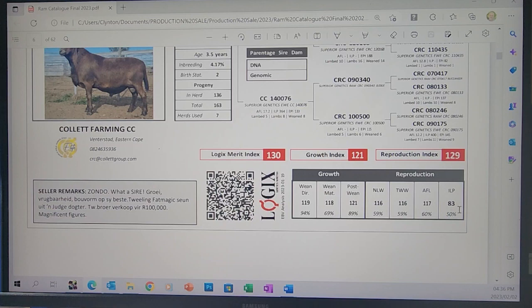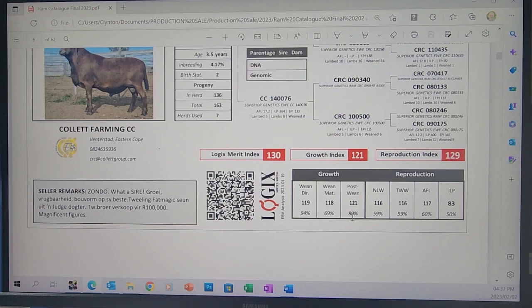Then you have a look and you see, okay, their interlambing period's a bit low, but it's only at 50% accuracy. So I can't trust that figure yet. Here I can start trusting the age first lamb, total weaning weight, and number of lambs weaned. I can start trusting these indexes. They're getting to a high rate. I can absolutely trust his growth figures and his maternal growth figures. Just look at the high accuracy there.